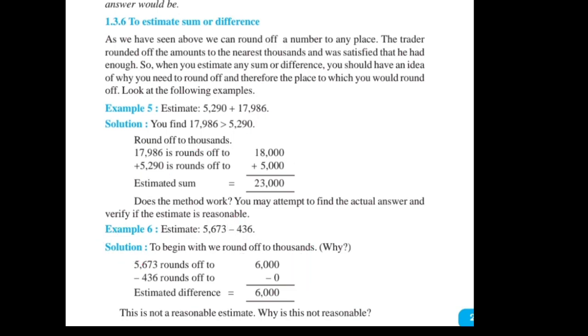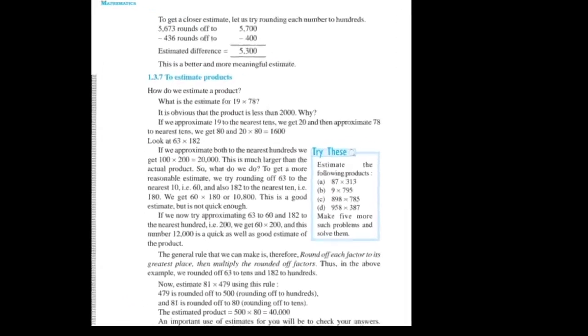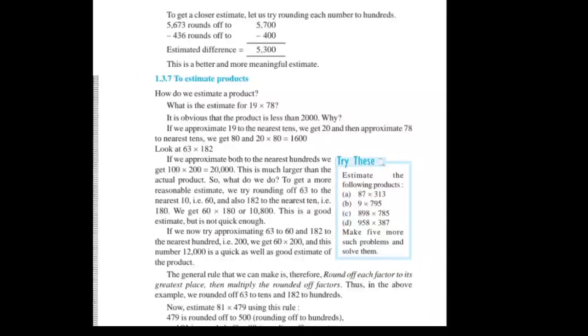Now see, to get a closer estimate, let us try rounding off to hundreds. So round off to 100: 5673 rounds off to approximately 5700, and 436 rounds off to 400. Now the difference is 5300.